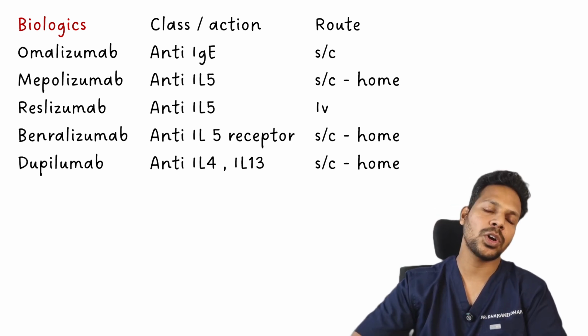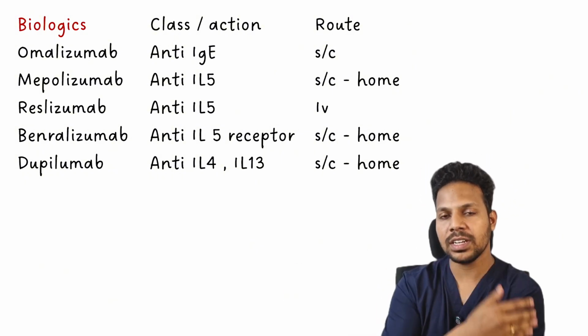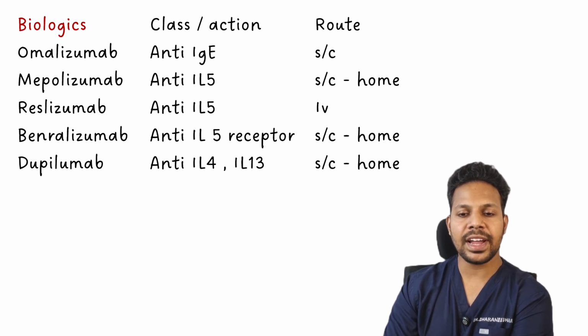So these are all the monoclonal antibodies that can be used in the management of bronchial asthma after the usage of all the above drugs. Next, let's look at the global initiative for bronchial asthma management.